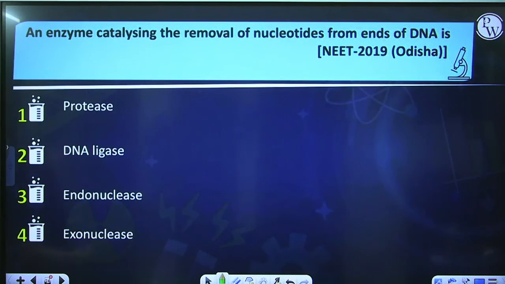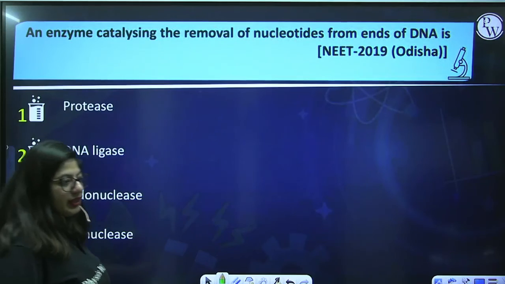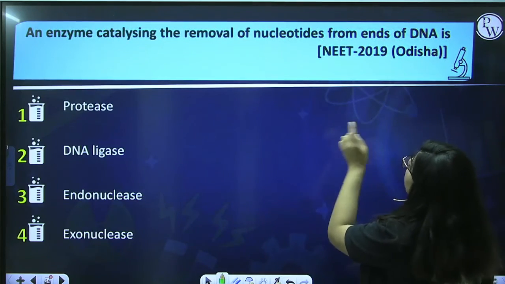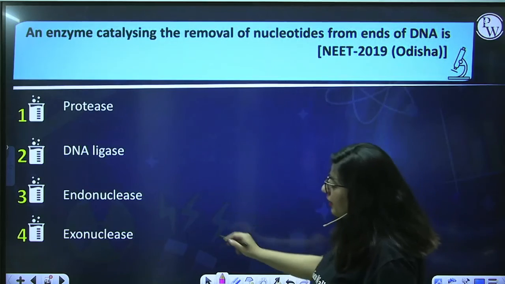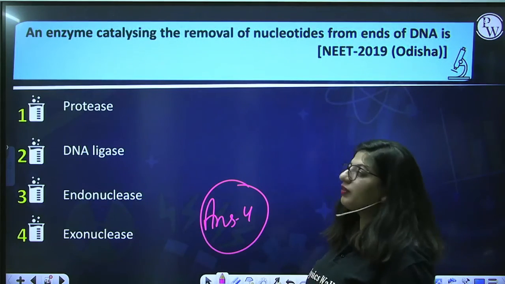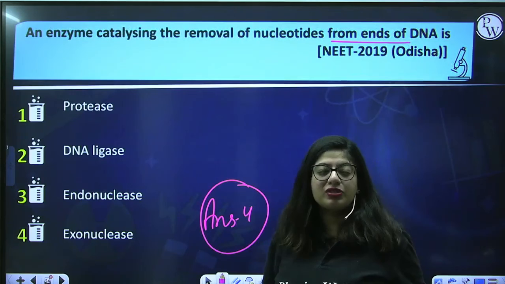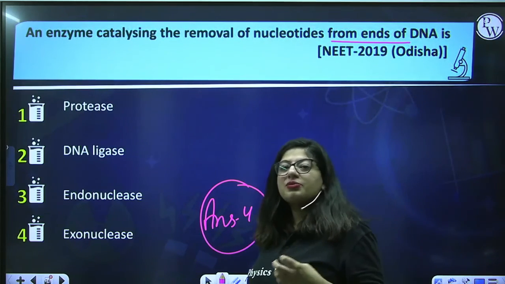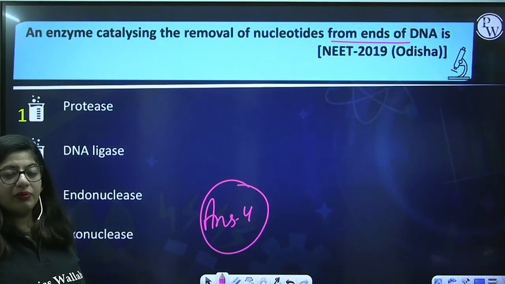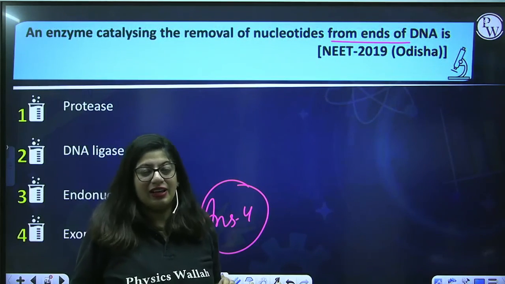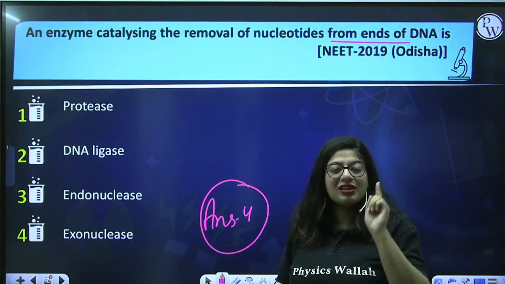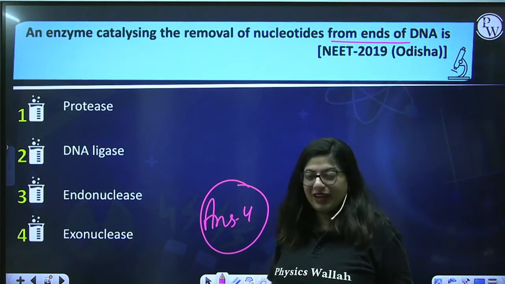An enzyme catalyzing the removal of nucleotides from ends of the DNA is: protease, DNA ligase, endonuclease, exonuclease. Very simple. It is removing nucleotides from the ends, and the one which removes from the ends is exonuclease. That is 4. Endonuclease always will cut the DNA within. This question is also kind of confusing. Some students conclude the answer just by reading the first half of the sentence, like an enzyme catalyzing the removal of nucleotides, but they forget to put emphasis on from ends. Otherwise, if you read it partly, you will give the answer 3. So read the question statements very carefully. The answer is 4.